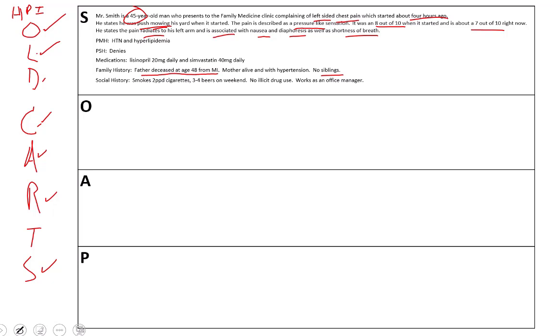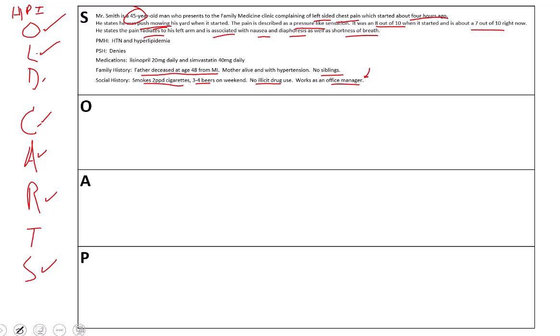Social history. This patient also smokes 2 packs of cigarettes per day. Why is that important? That's certainly a cardiac risk factor. It's also damaging the lungs, and certainly respiratory issues could also be something that's causing this chest pain, but certainly a cardiac risk factor. He drinks 3 to 4 beers on the weekend, so not heavy alcohol. He denies any illicit drug use, and he works as an office manager.